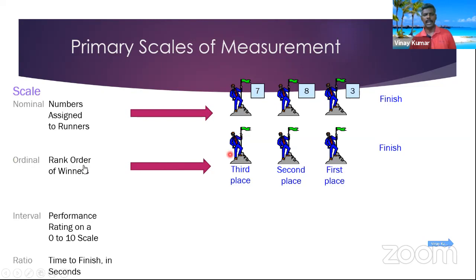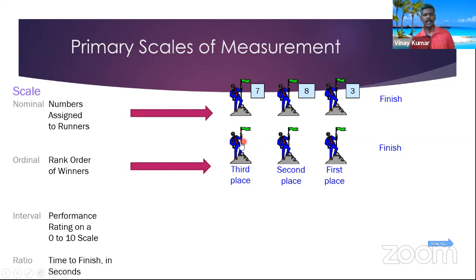Whereas the ordinal scale helps to understand the position of each subject that has been taken for the research or for the study. So this athlete is in third place, this athlete is in second place, and this athlete is in first place. So the rank order of winners is what we can understand here with the help of the ordinal scale. So the ordinal scale helps to understand the ordering of the variables.